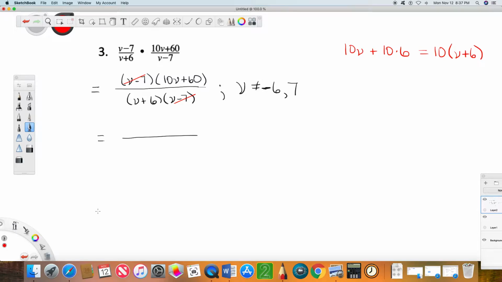So in factored form, that's easier to see that we actually do have a common factor that we still haven't canceled yet. Instead of writing 10v plus 60, I'll write it in factored form. This denominator of v plus 6, and of course my restrictions come along for the ride. And I can see that, hey, I wasn't done canceling, that v plus 6 over v plus 6 divides to 1.